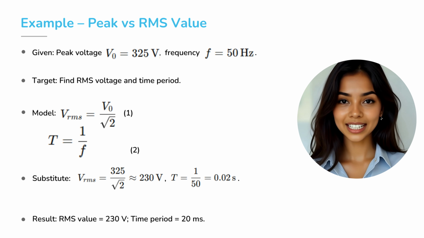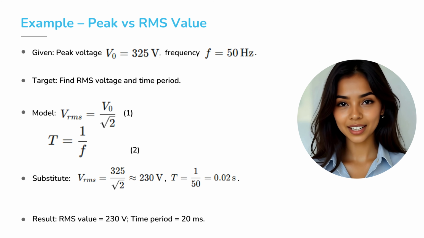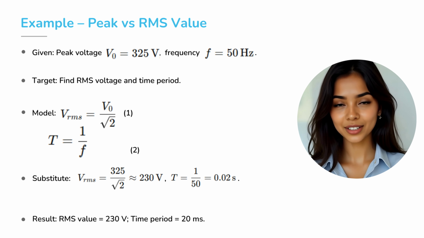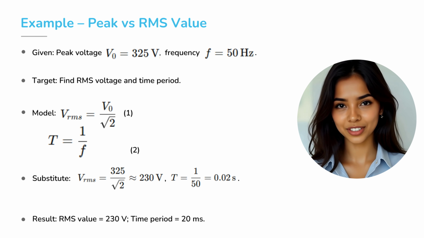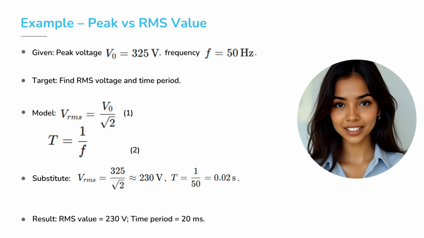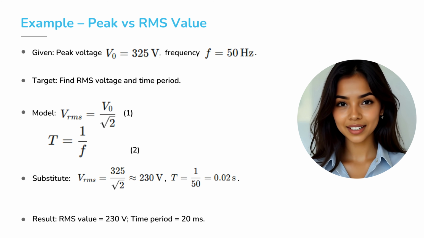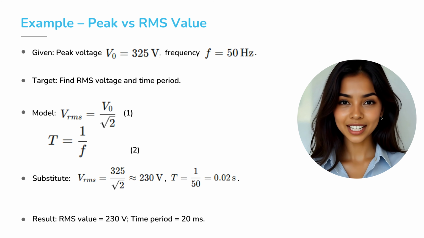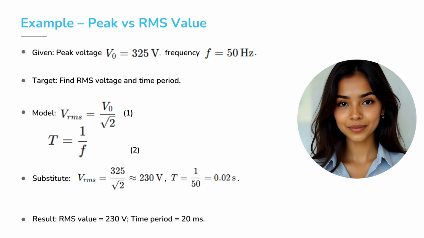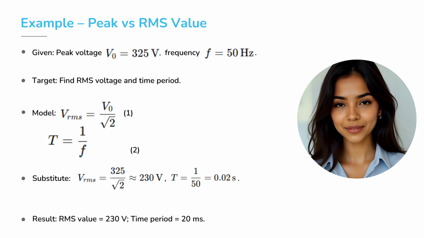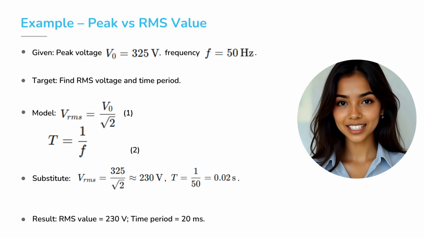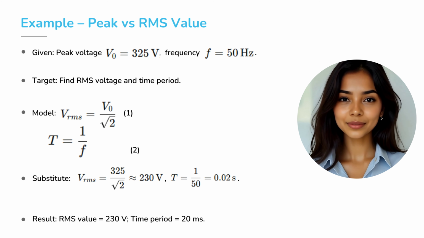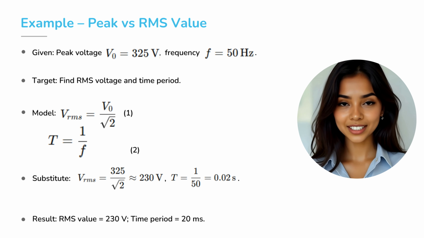Let's work through a practical example to understand the difference between peak value and RMS value of an alternating current signal. We are given a peak voltage V0 equal to 325 volts and the frequency f equal to 50 Hz. Our target is to find two things: the RMS voltage and the time period of the waveform. Now, recall the model equations. The RMS voltage is given by V_RMS equals V0 divided by √2. And the time period is given by T equals 1 divided by frequency. These two formulas will guide us step by step.